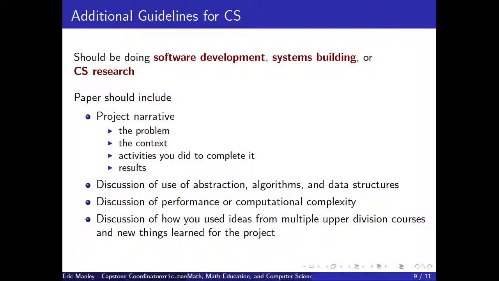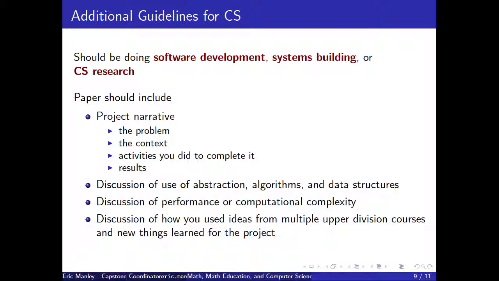So what we would expect to see in the paper to complement that is a project narrative that goes over the problem that you meant to solve, and the context, meaning what the users are, what the environment is that this system will work in, maybe what other software exists that works on this problem as well. Talk about what activities you took to complete it, maybe what things you had to learn about in order to get it done, and then what your results were. What did you end up with? How did testing go? Just give us an overview of how everything went. So that's the project narrative.